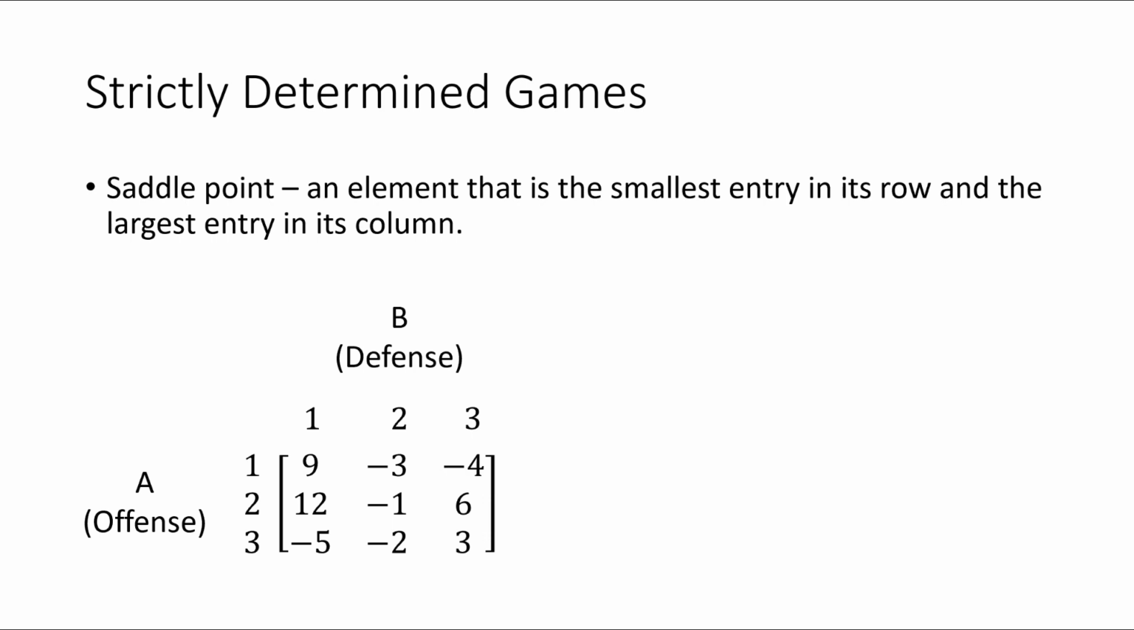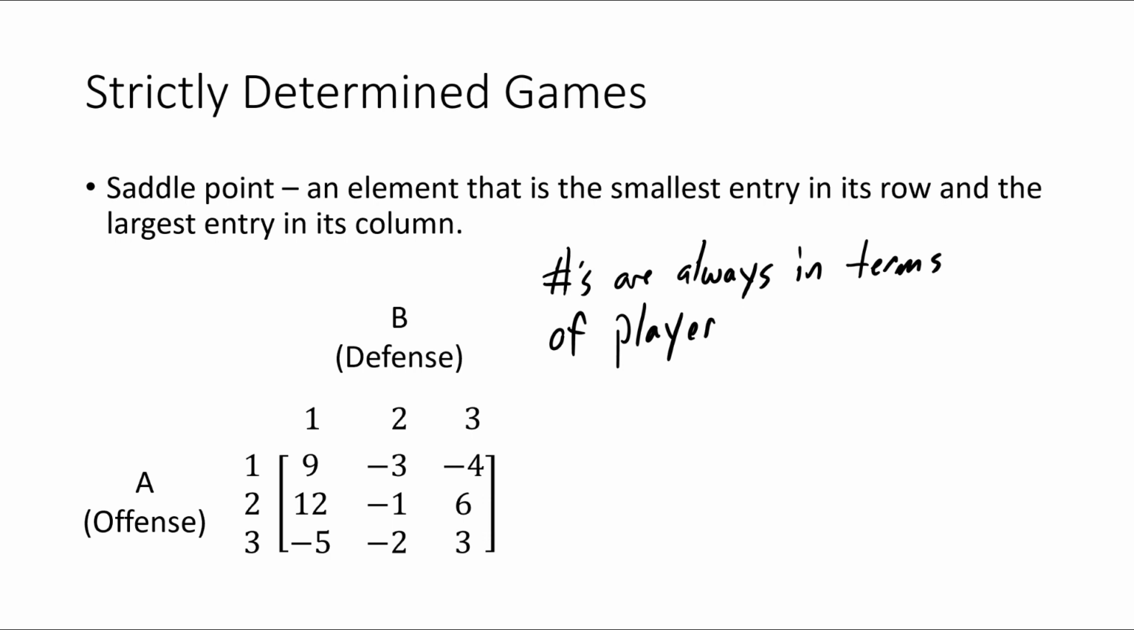I want to write this down. The numbers are always in terms of player A. Positive numbers are good for the offense, right? They want to throw the ball or run the ball as far down the field as they can. So this 12, for example, is a really good value. They gain 12 yards. 9 is also a pretty good value. -5 is not good. That means they lost 5 yards.